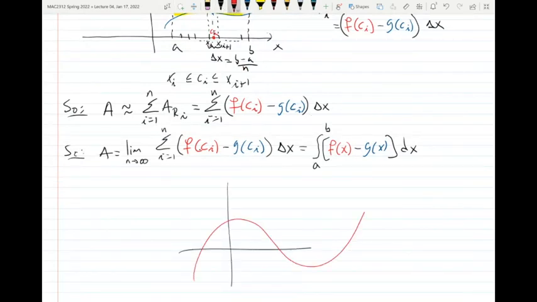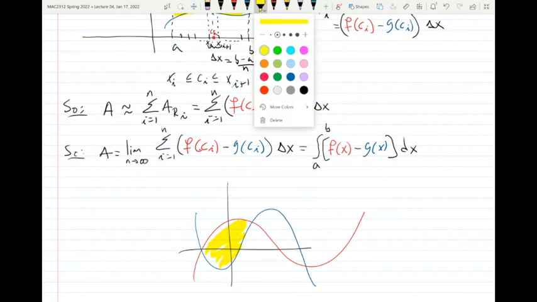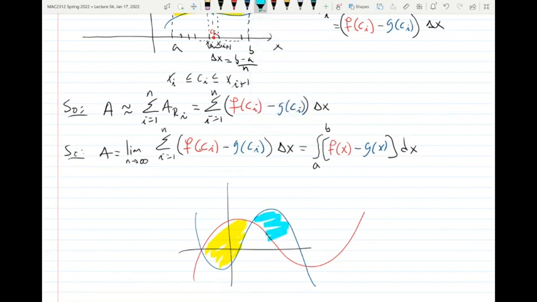Let's say you have a polynomial, and let's say a parabola. And let's say that you want to find the area bounded by the two curves, the red and the blue. So I'm talking about this piece together with this piece. That's what you need to find.